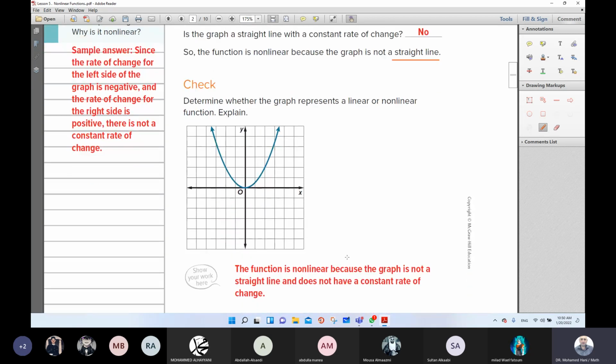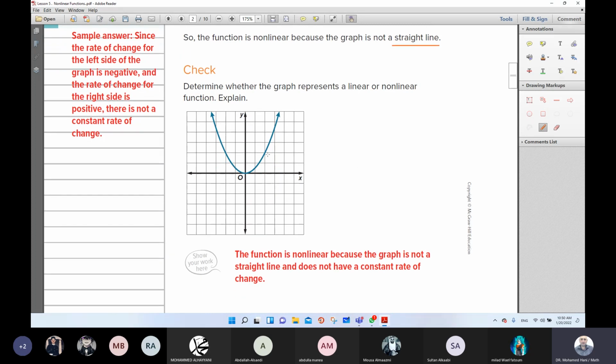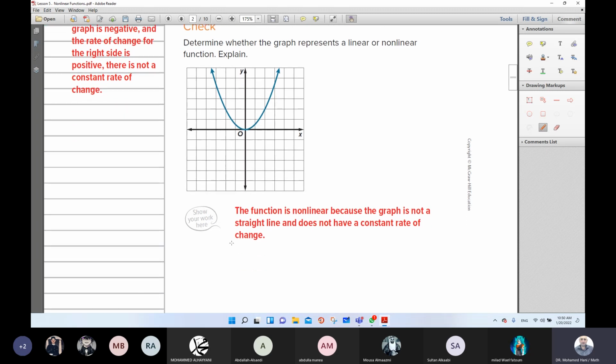Determine whether the graph represents a linear or non-linear function. Explain. As you see here, we don't have a straight line. We have a curve. So this is non-linear. So the function is non-linear because the graph is not a straight line and doesn't have a constant rate of change.